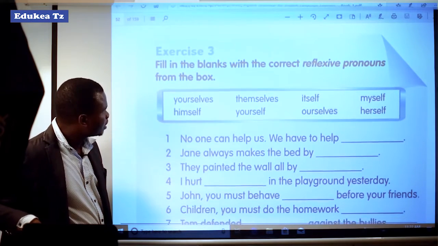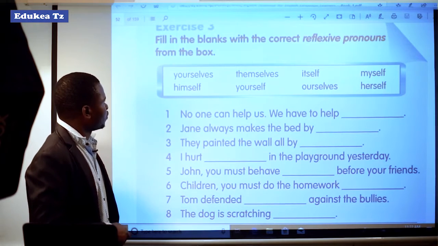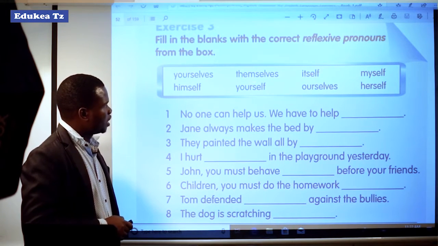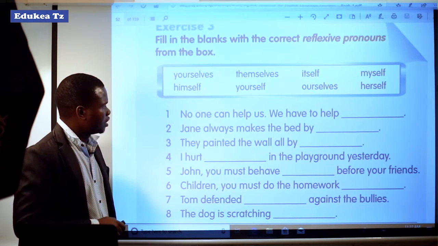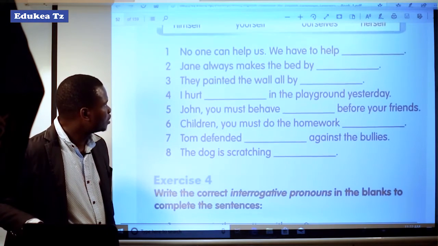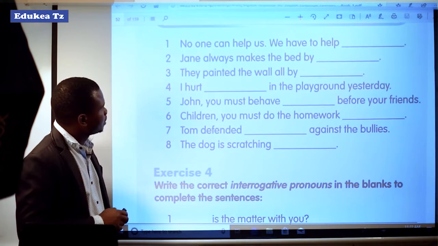The other exercise: fill in the blanks with the correct reflexive pronouns from the box. Yourselves, themselves, itself, myself, himself, yourself, ourselves, herself. Sentence 1. No one can help us. We have to help ourselves.